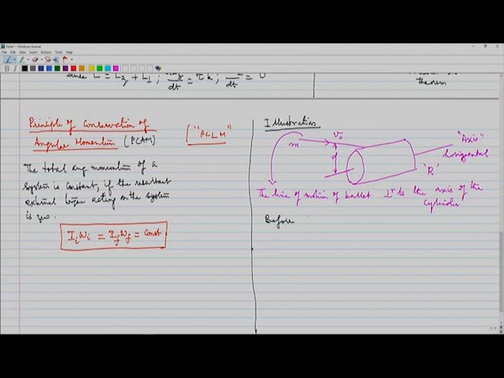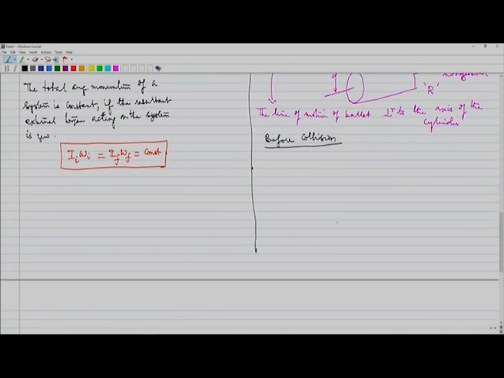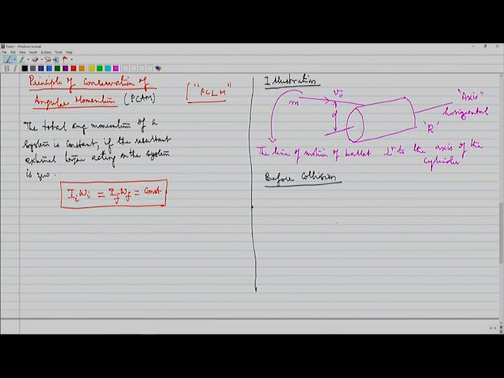Before collision, only the bullet is moving. Before collision, only the bullet alone has angular momentum with respect to the axis of the cylinder, and its value is L equal to m v naught into d. m v naught is the momentum, multiplied by the distance.